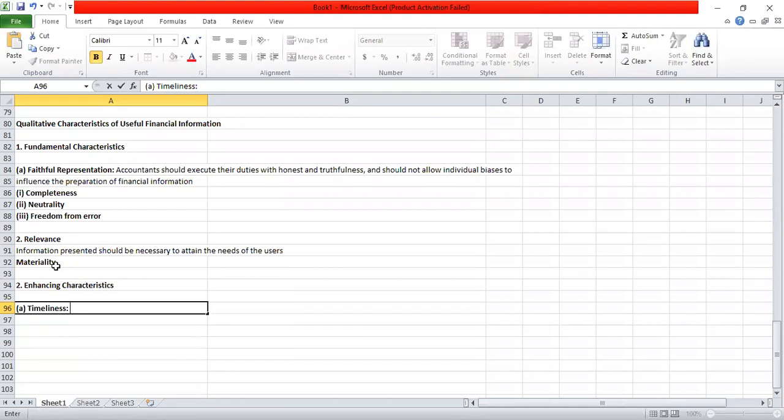Is that right? So, financial information should be recent, which will increase reliability.